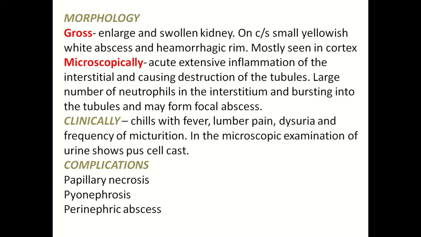So that's the morphology of acute pyelonephritis, gross and microscopic. Grossly, a swollen, enlarged kidney. On cut section, you will find yellowish white abscesses with a hemorrhagic rim. In microscopy, you have to remember that there are two portions, the interstitium and the tubules.